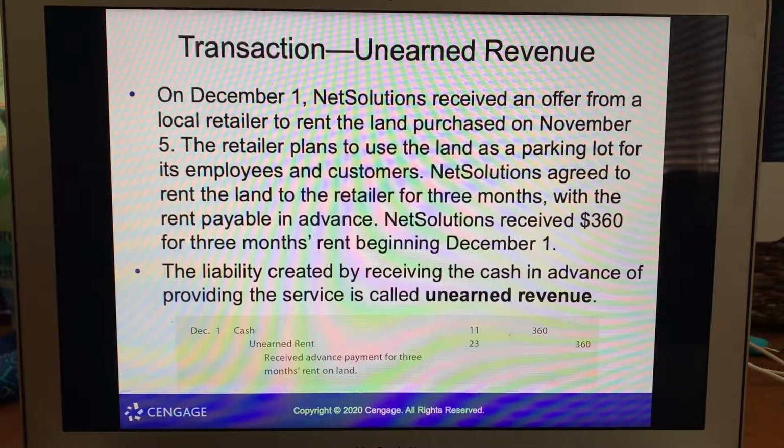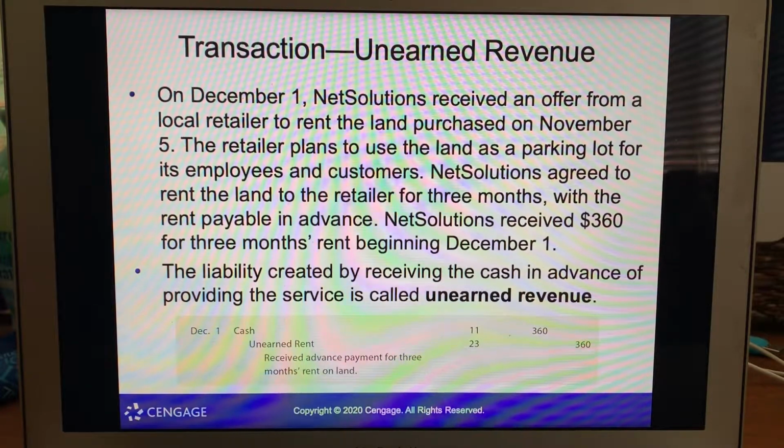So we will record that. It is a liability. So December 1 cash, we did receive the money of $360, but we're putting it in as a liability because we haven't earned the revenue yet. So it will go under unearned rent, $360, and don't forget 11 is the cash account, 23 is the unearned rent as well. And right below it is the note.